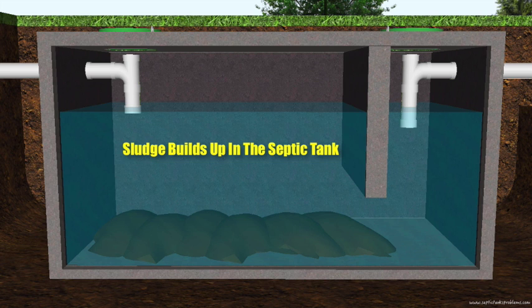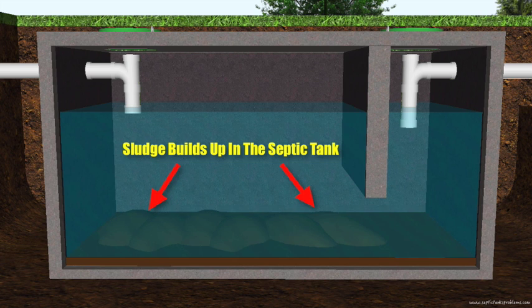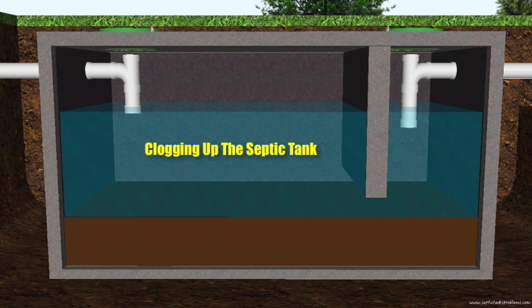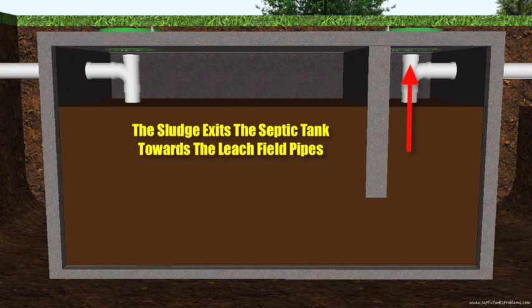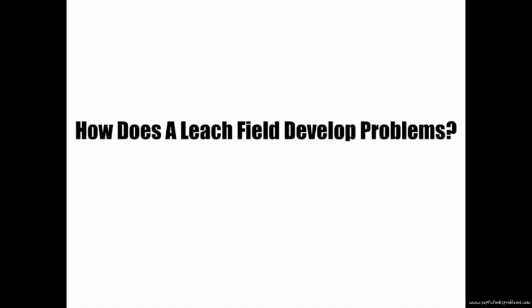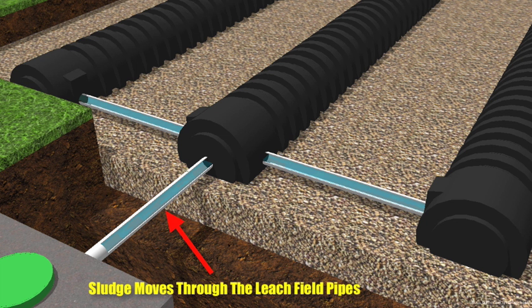The biggest problem with every septic tank is sludge. Over time, the solids settle on the bottom of the septic tank. If the septic tank's not pumped out every year, then this sludge builds up in the septic tank. And eventually, the sludge will exit the septic tank towards the drain field pipes. The sludge makes its way from the septic tank through the small pipes that are connected to the drain field pipes.